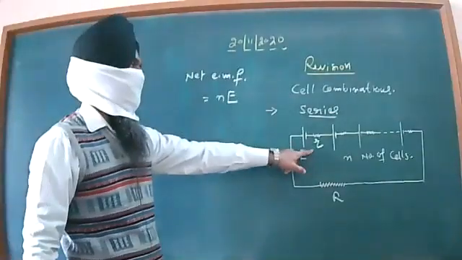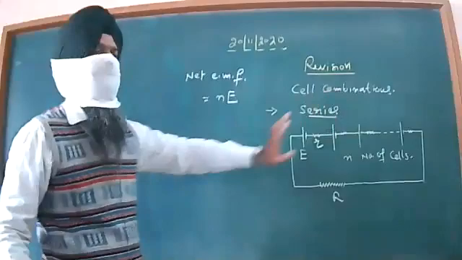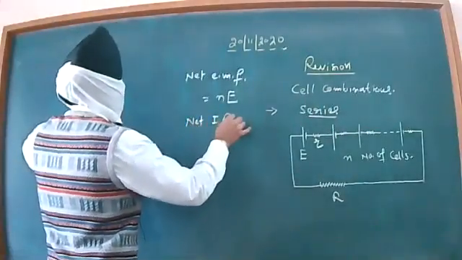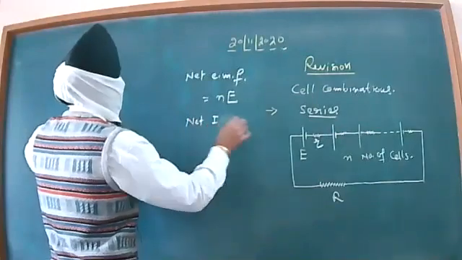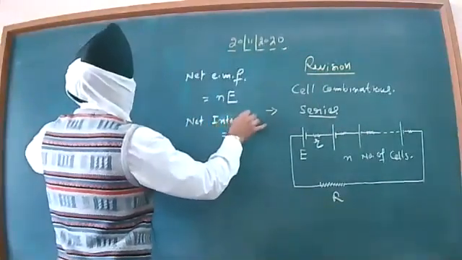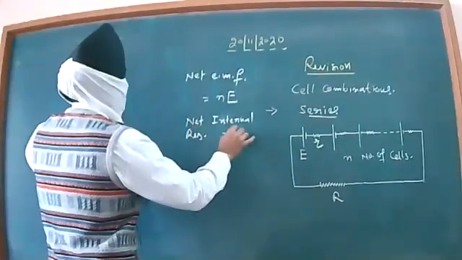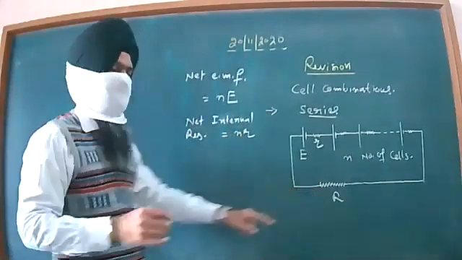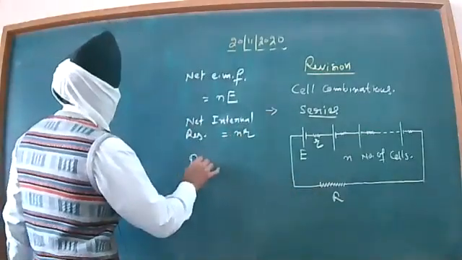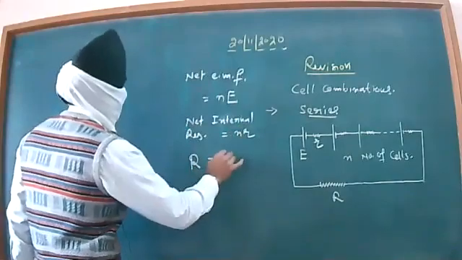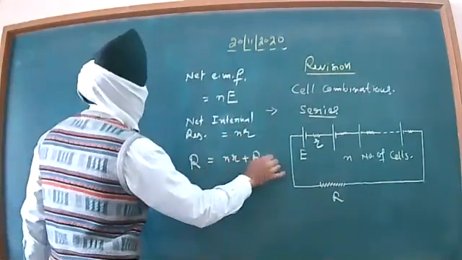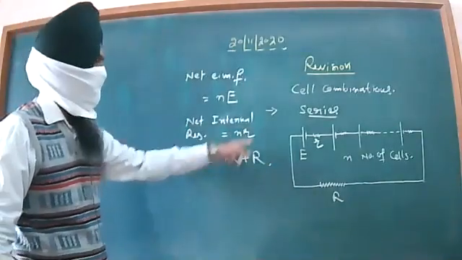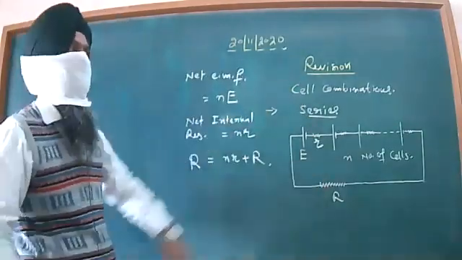You can see that all internal resistors are again connected in series. So the net internal resistance is equal to N into r. And it is in series with this external resistance also. So R total will be equal to N r plus capital R. So this is the net resistance offered by the circuit to the flow of the electric current through this circuit.